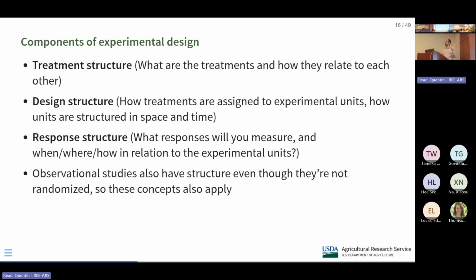And this also applies even if you don't have a controlled experiment. All of these things still apply to an observational study. Like if you have just patients that you're collecting data on different days, except for the treatment part, the other points still apply.